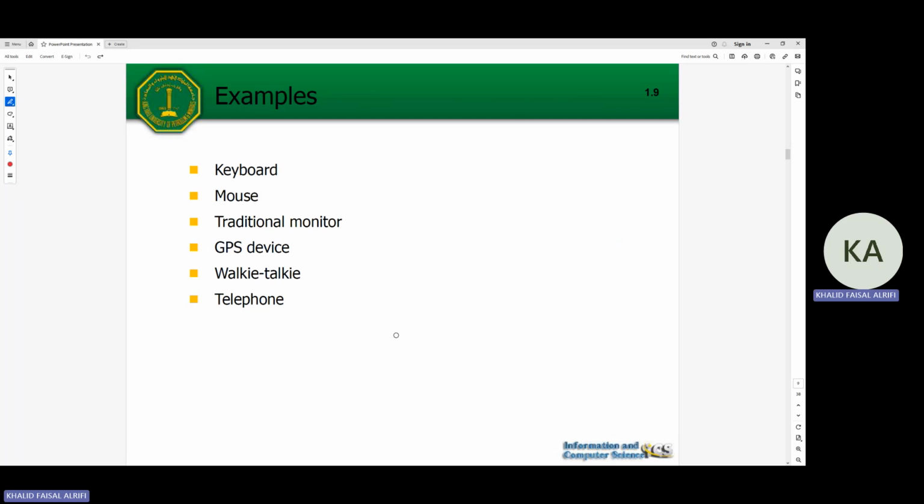Example. Okay. We have the keyboard, it's an example of the simplex mode. We have the mouse, it's also an example of simplex mode. Traditional monitor, also simplex. It can't send data back, it just receives data. GPS device is a full duplex, it receives and also sends data. Walkie-talkie, it's a half duplex. Telephone is a full duplex.